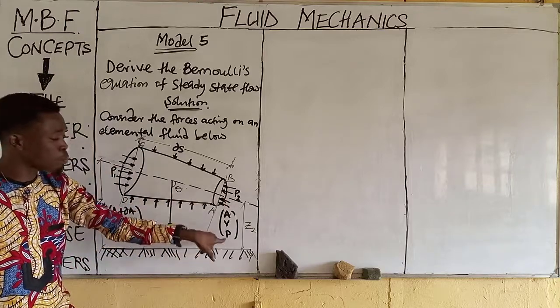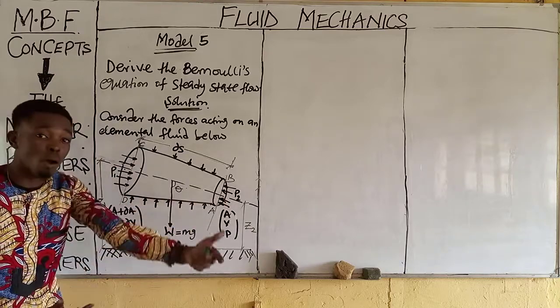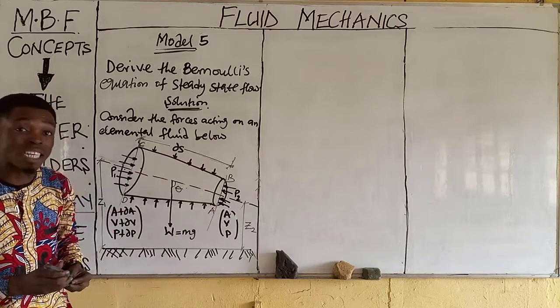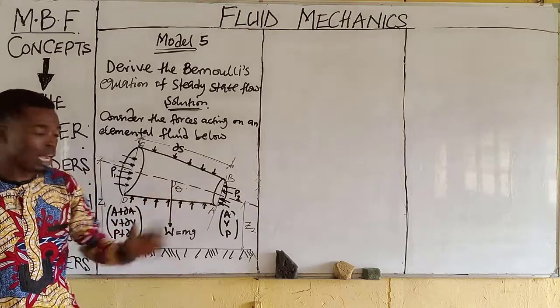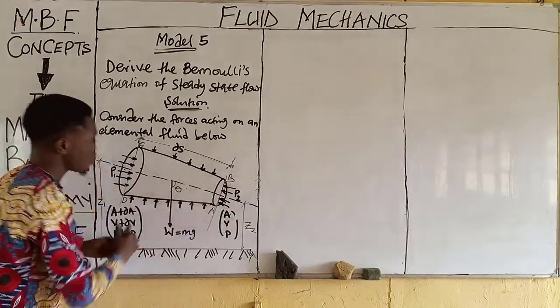And if this end is P, then the pressure here will be more. So what is that elemental value? It can be more or less. Are we there? So this is it. Now this is the section. Then we have the surface.